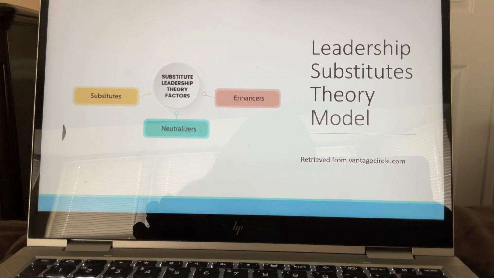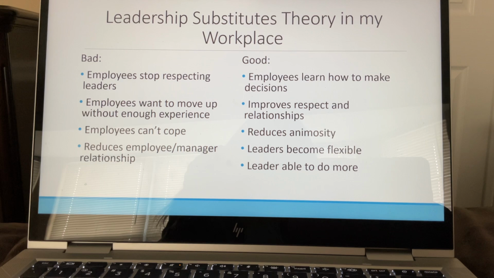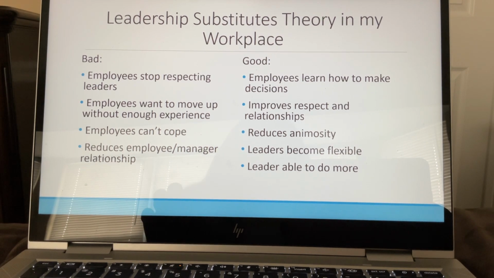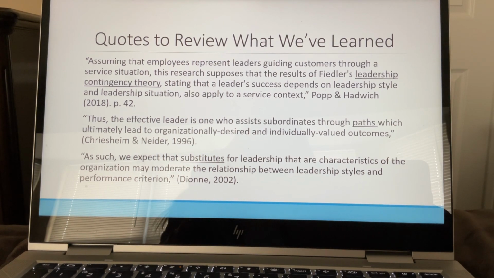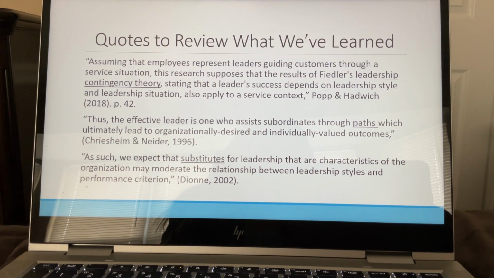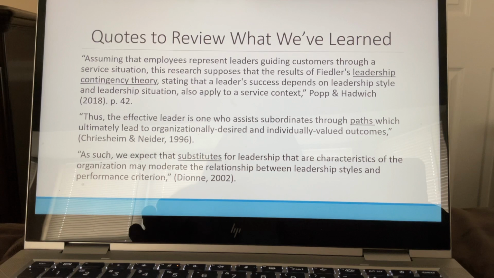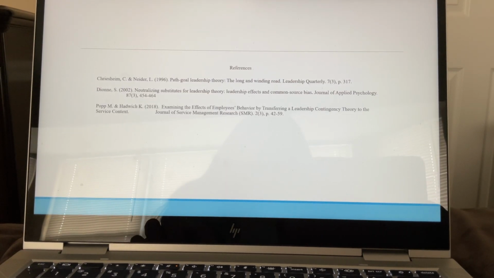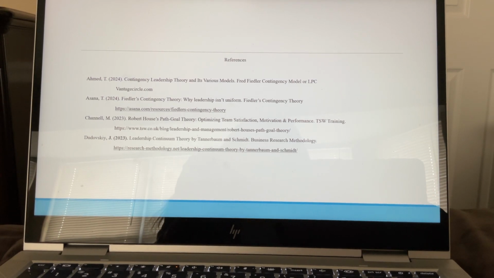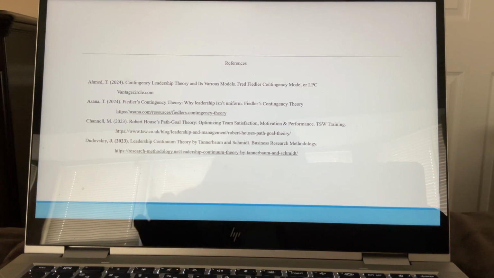This is a model for this theory. And then these are the positives and negatives. These are different quotes we have on a few of the theories. One for leadership contingency theory, one for the goal paths theory, and one for substitutes. These are the references for those quotes. And these are the references for each model of all 4 theories.